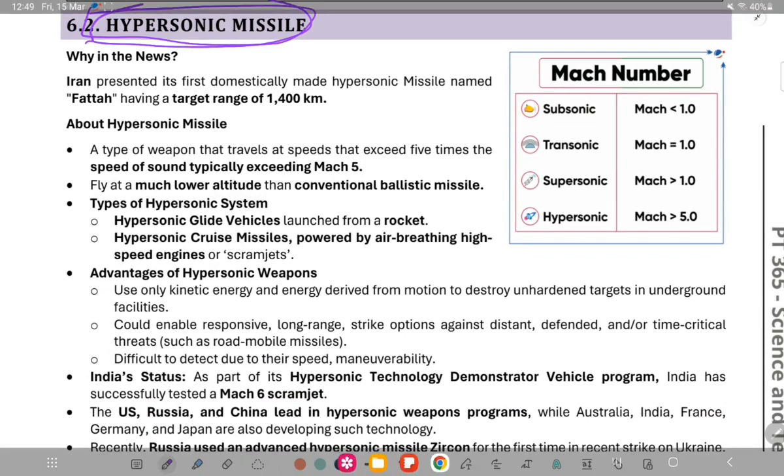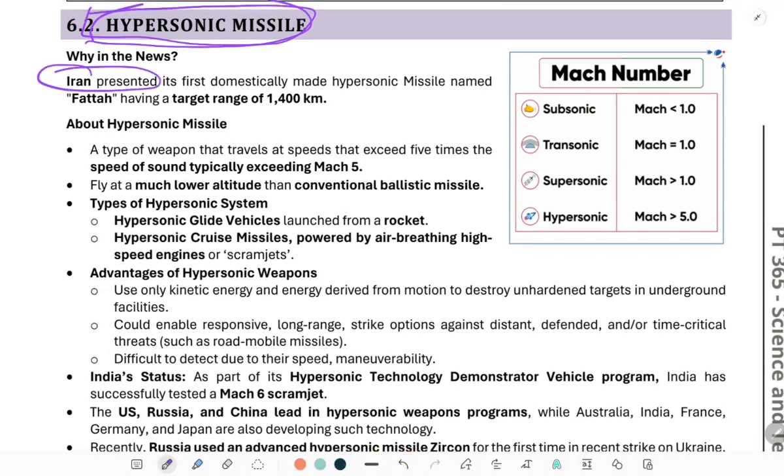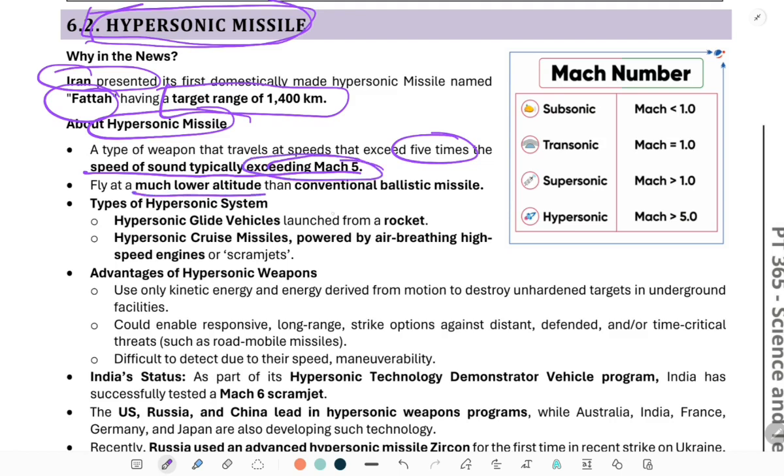Next topic is hypersonic missile. Recently, Iran presented its first domestically made hypersonic missile named Fatah, having a target range of 1400 km. A hypersonic missile is a type of weapon that travels at a speed exceeding five times the speed of sound, typically exceeding Mach 5, and flies at a much lower altitude than conventional ballistic missiles.